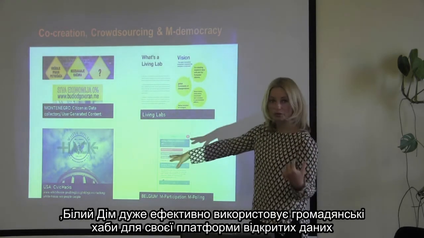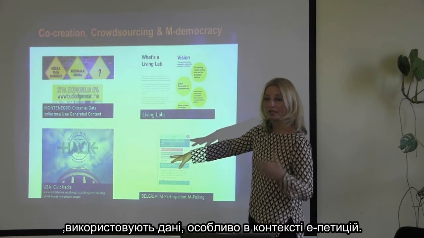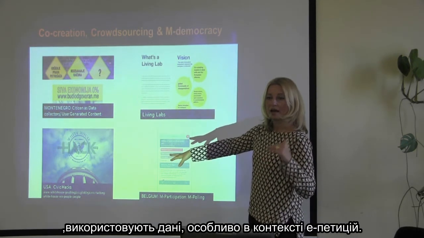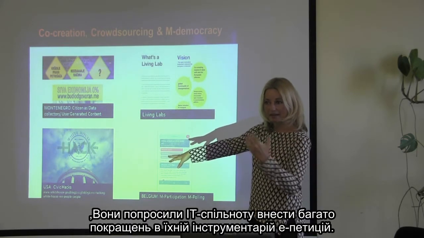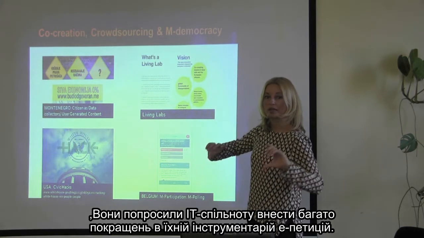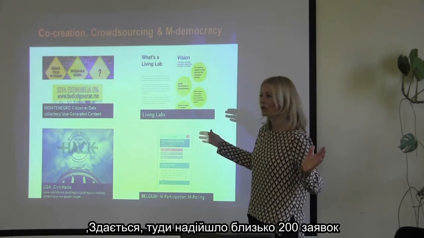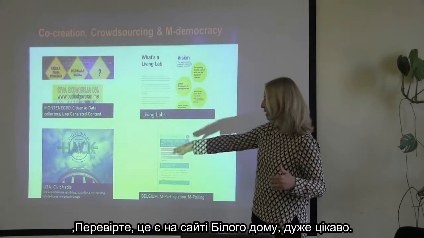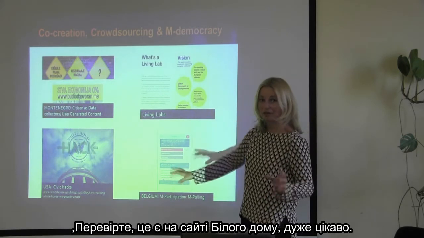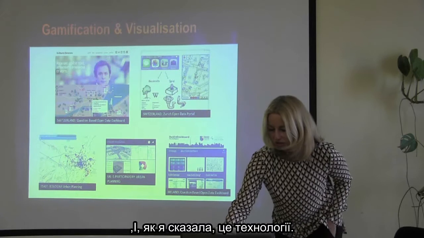The White House used civic hacks very effectively on its open data platform. It released a whole bunch of data, especially in the context of e-petitions, and asked the IT community to come and to create a lot of different improvements to its e-petitions instruments. There are, I think, over 200 different applications that came out from that. It's on the White House website. Check it out. It's very interesting. And as I said, there's M Technologies.